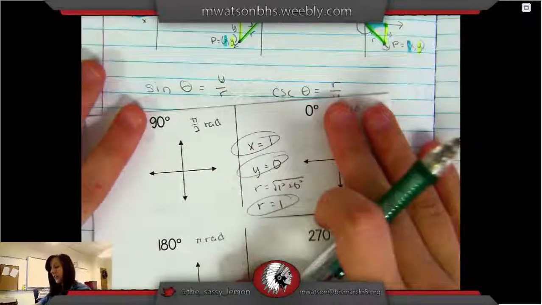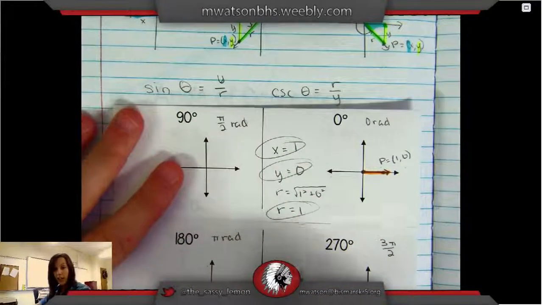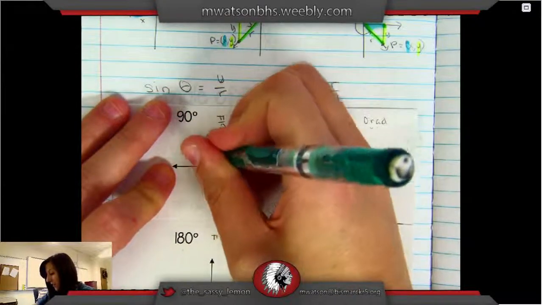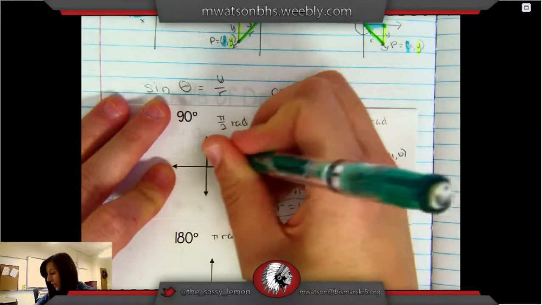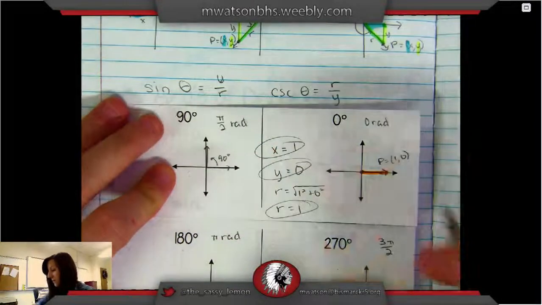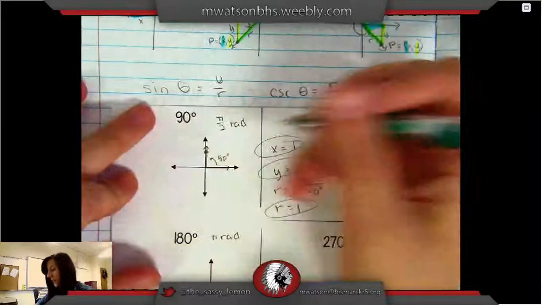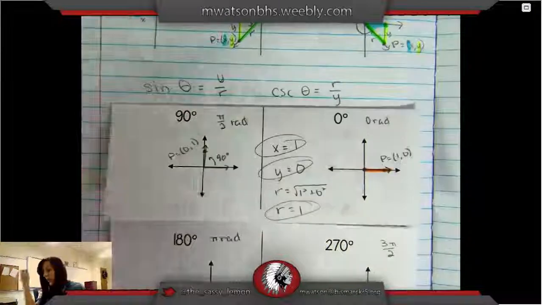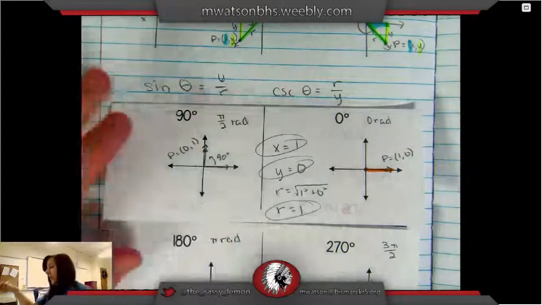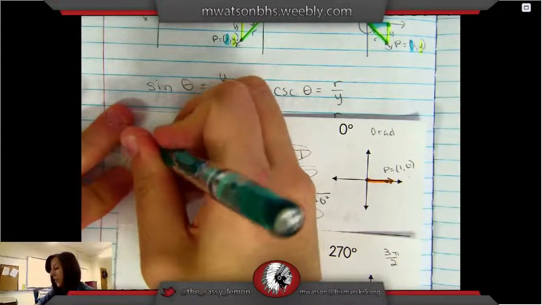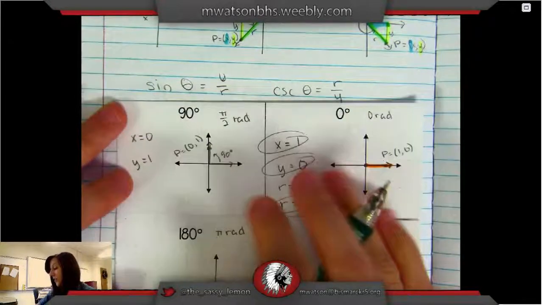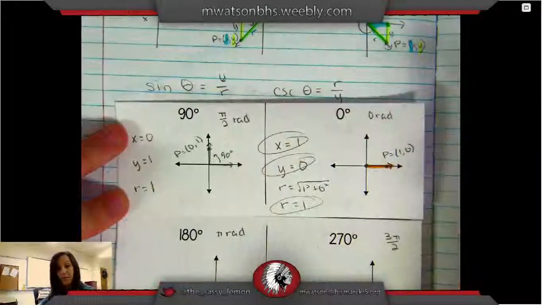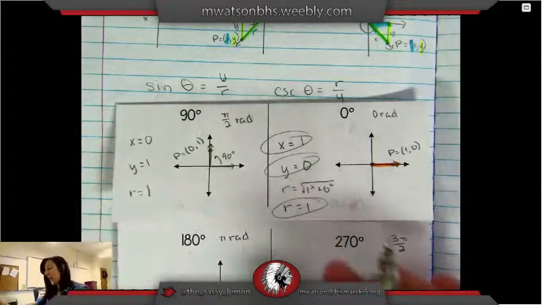Now let's move over to the 90 degrees, or the pi over 2 radians. And let's do a similar thing. We're going to draw that angle. Here's our initial side and our terminal side. It's 90 degrees. We're going to pick a point on the terminal side, and this time we're going to make it (0, 1), 1 unit away from the origin. So this time our x value is 0 and our y value is 1. And if we do our r equation, it's going to come up to be 1 again. So now we have those three values.